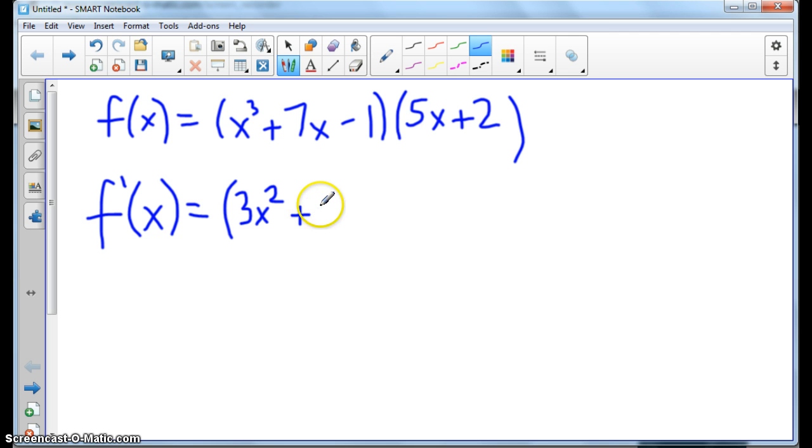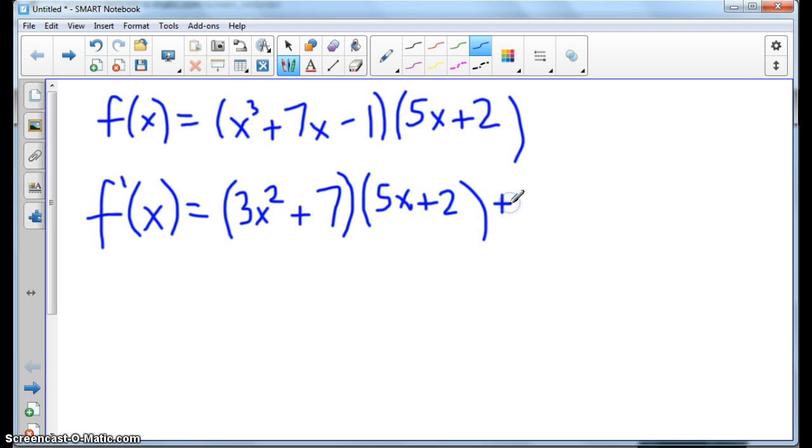7x becomes just 7. We lose the x, and we're left with 7. And as we know, the derivative of a constant number is always 0. So for negative 1, we're left with just 0, so we don't have to write that in. And then that's the derivative of our first function times our second function. So we just have to rewrite that, 5x plus 2.